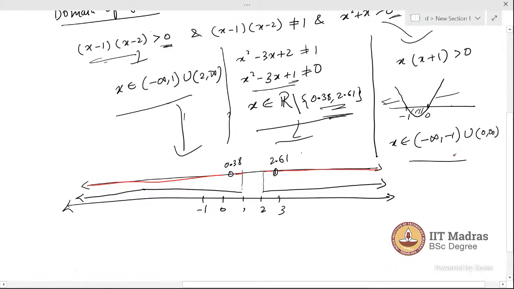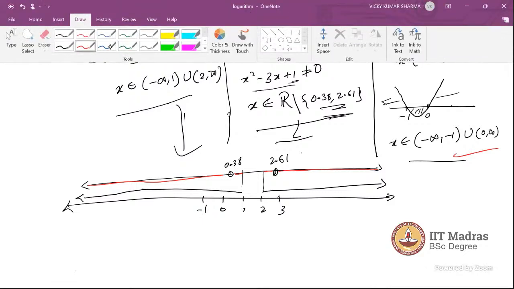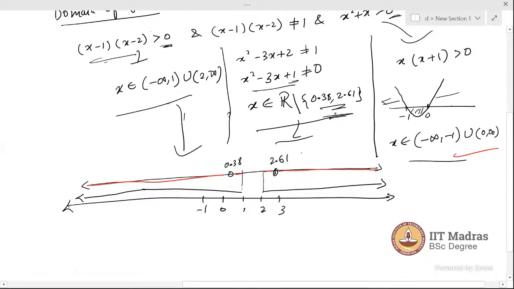Now let's take the third condition. Sir, the 0.38 to 2.6 area we cannot take, no? That value we will not take, because here it says that part is not included. That's why I did not give it a red mark. Okay, now let's go to this part. Maybe I'll use a different color now.